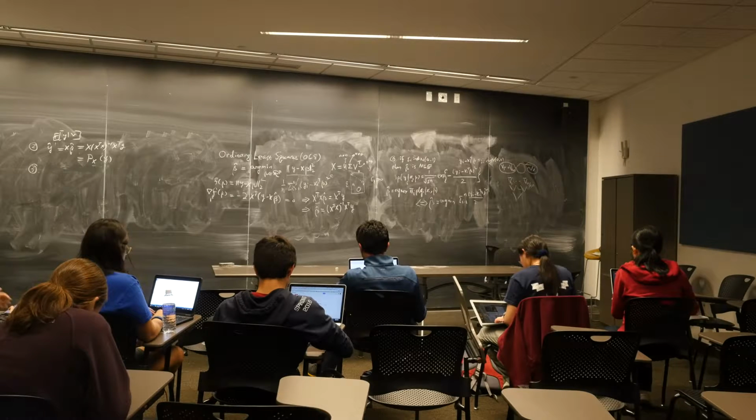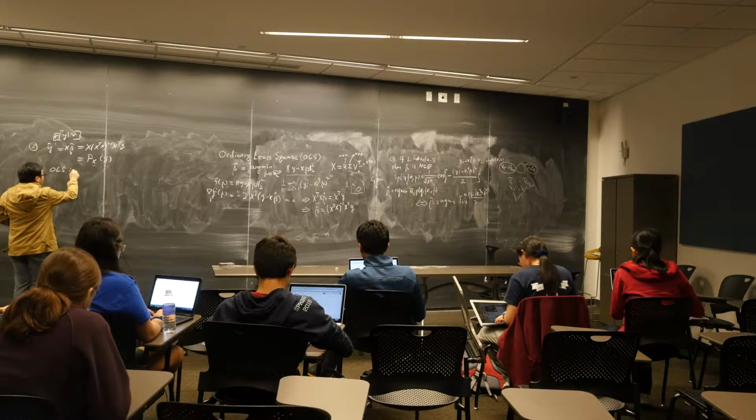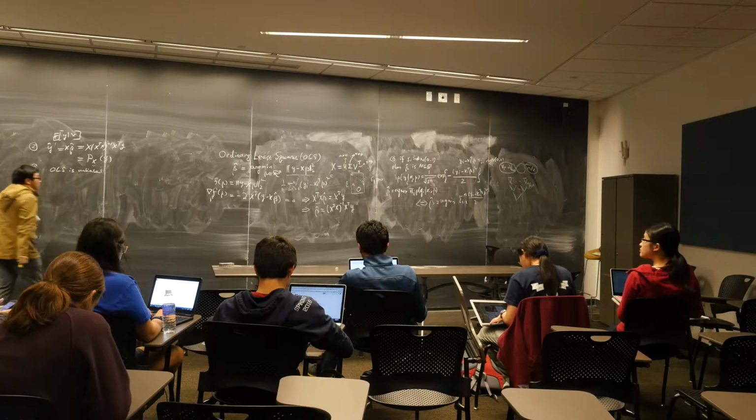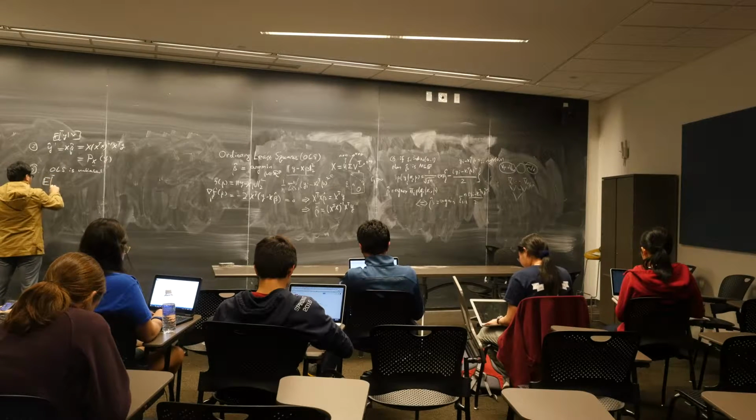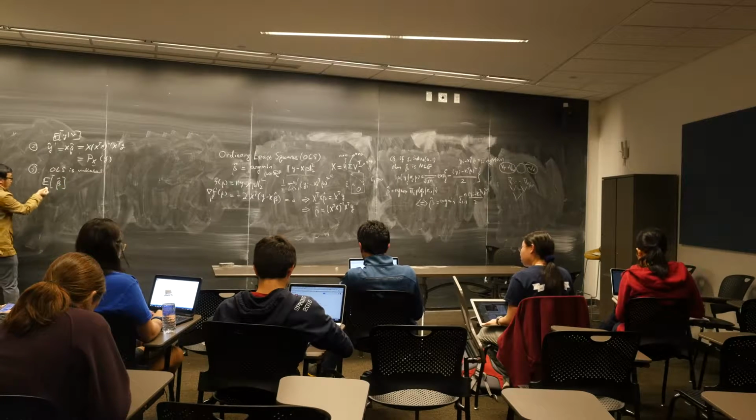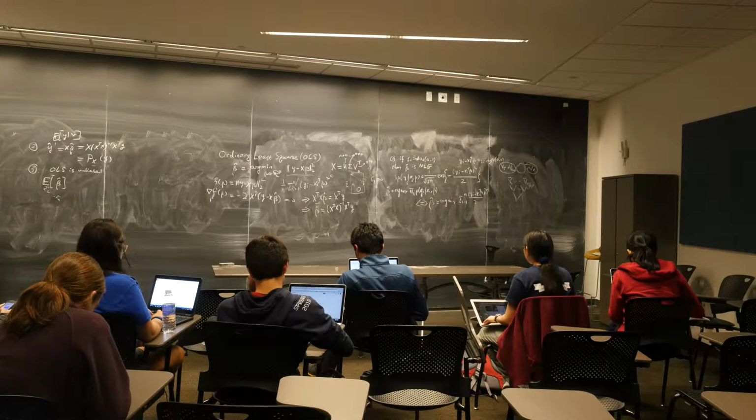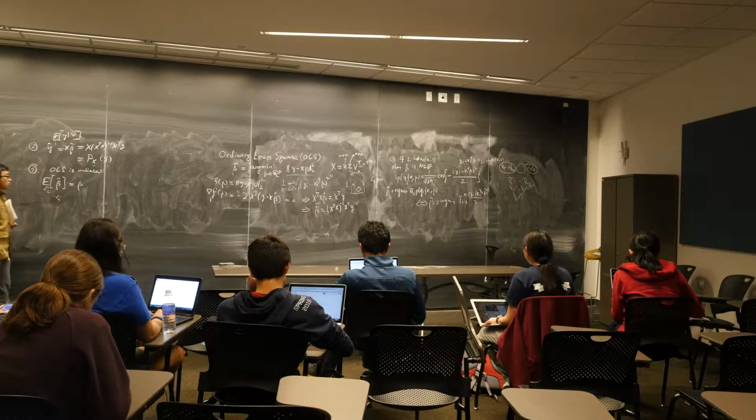Third property, OLS is unbiased. What does this mean? This means the expectation of beta hat, where the expectation is taken over your noise variable, is exactly the same as the original model beta. Any questions?